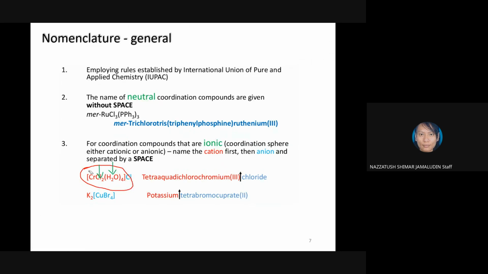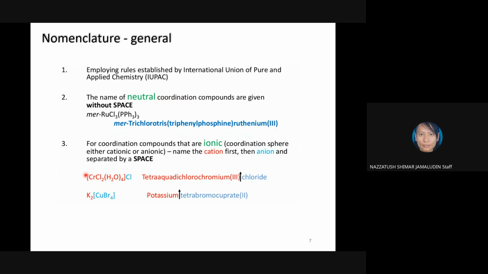Firstly, I would like to know, can anyone here tell me which is a cation, which is an anion? This example here. Which is the cation, which is the anion? Blue one is anion. The red one is cation. Yes. The red one is the cation. Cation is always in front. Okay, good. Now you get the concept. Cation is always in front, followed by the anion.